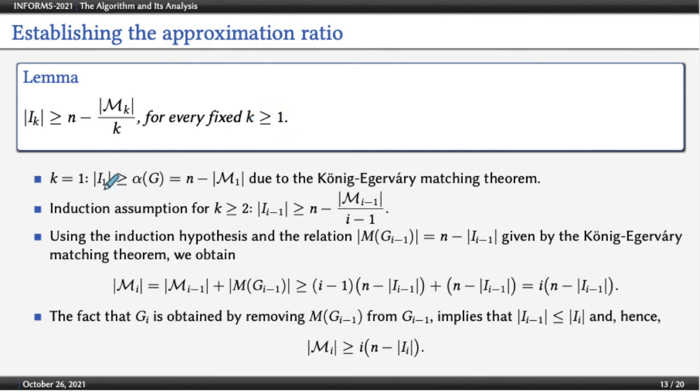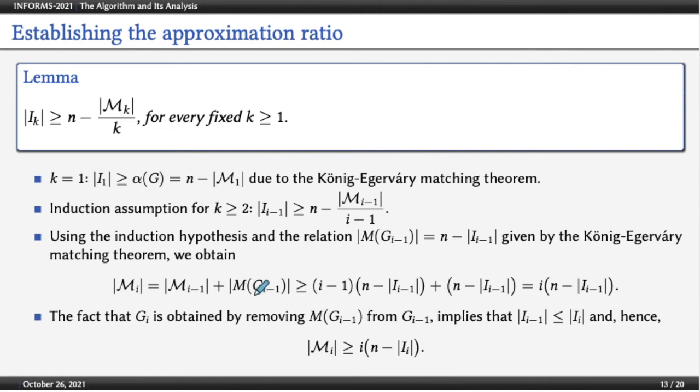For k equal to 1, the result follows directly from the Koenig-Egervary matching theorem by observing that the independent set that we find will be at least as large as the maximum independent set of G, because the residual graph contains fewer edges. And then for k greater than or equal to 2, we use induction, and here is our induction assumption that the statement holds for i minus 1.